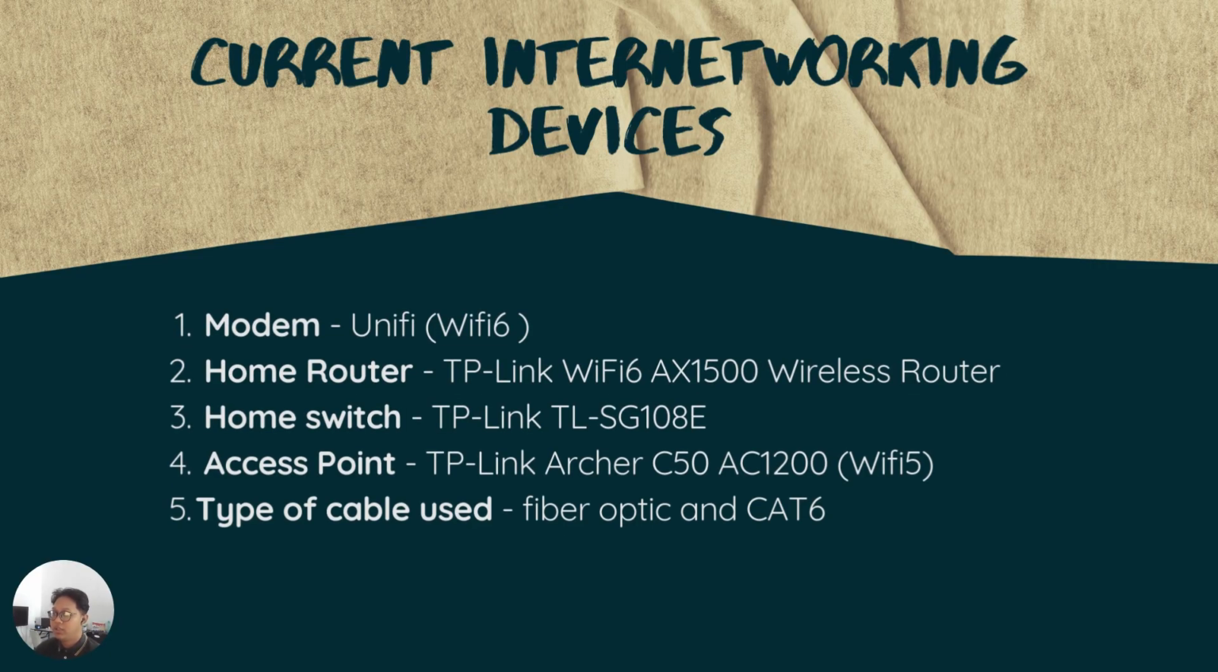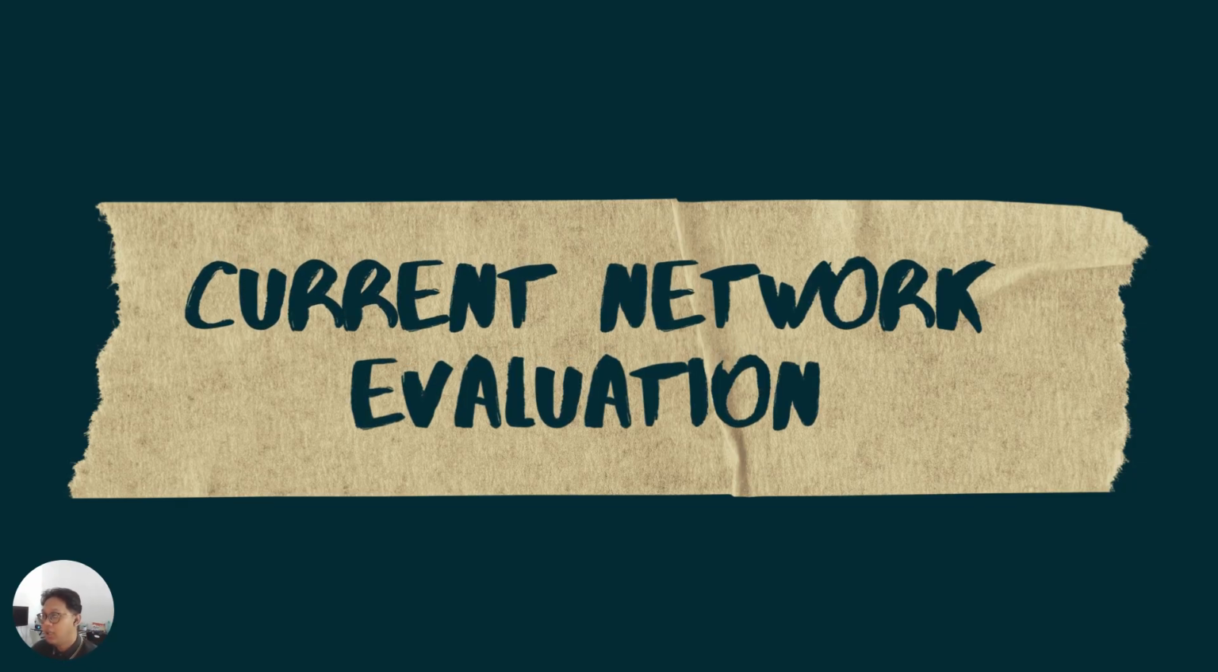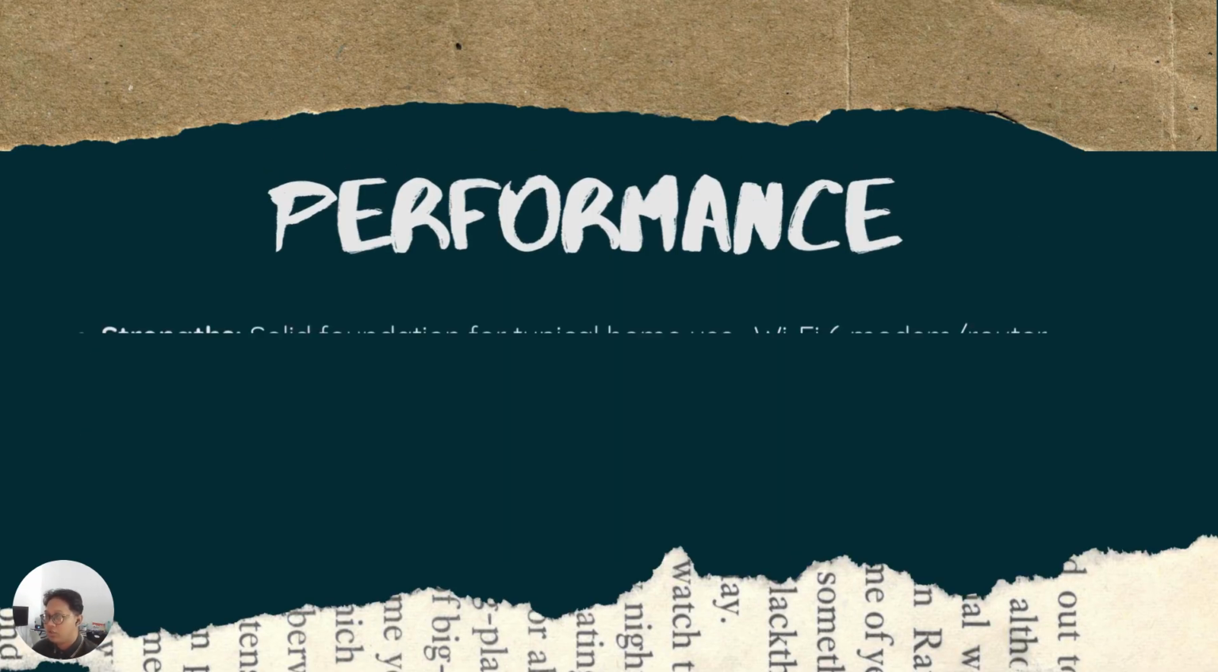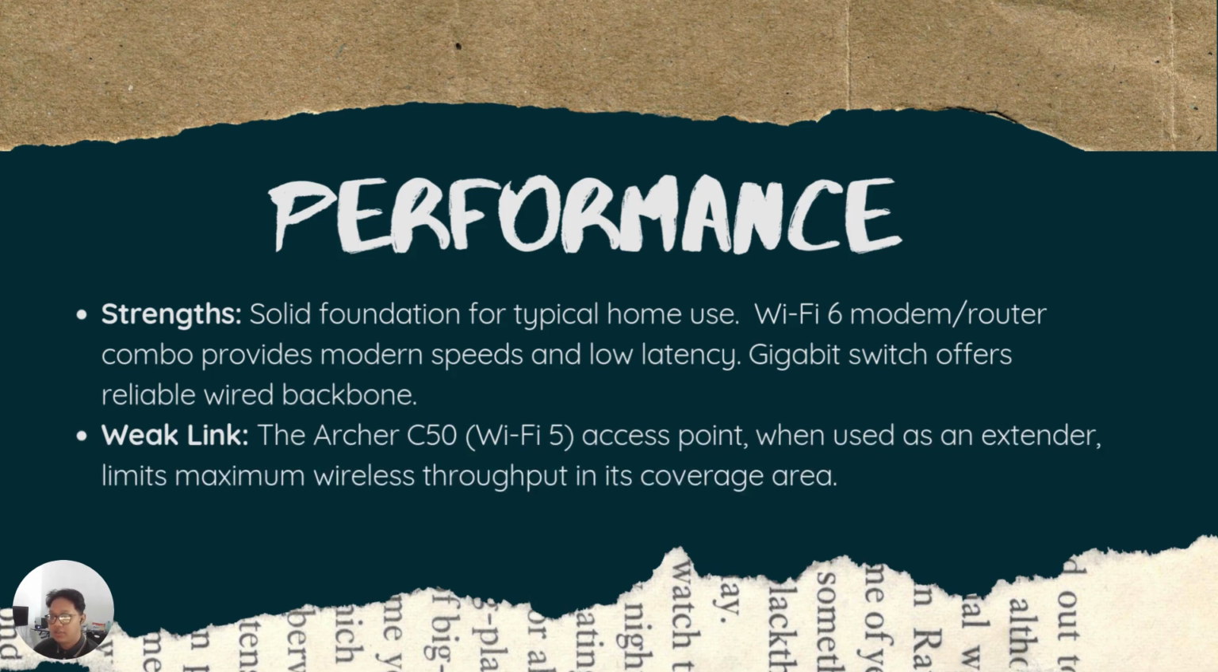So the current networking devices, the first one, we have a modem, which is Unifi using Wi-Fi 6. And the next one, we also have a home router, which is a TP-Link Wi-Fi 6 AX1500 wireless router. For the home switch, we use a TP-Link TL-SG1008. For the access point, we use TP-Link Archer C50 AC1200 Wi-Fi 5, and the types of cable used are fiber optic and Cat6.